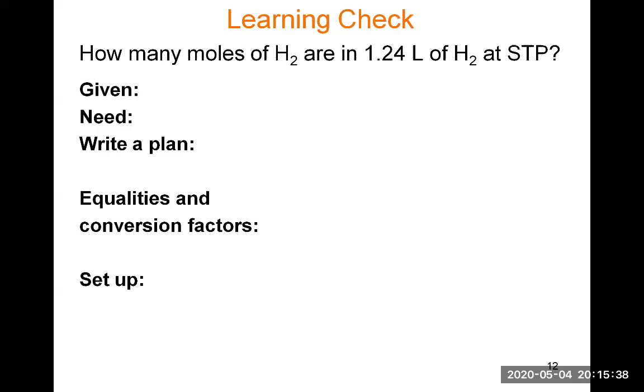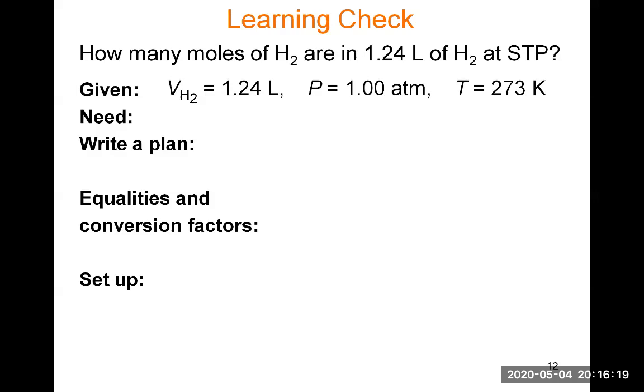With this problem: how many moles of H2, hydrogen, are in 1.24 liters of hydrogen at STP? According to the text, the given amount is 1.24 liters. That's the volume, right? Liters are a unit of volume. It says it's at STP, so that means pressure is 1 atmosphere and temperature is 273 Kelvin. But really what you want to remember here is that it's at STP. So that means you will be able to use the molar volume as a conversion factor.